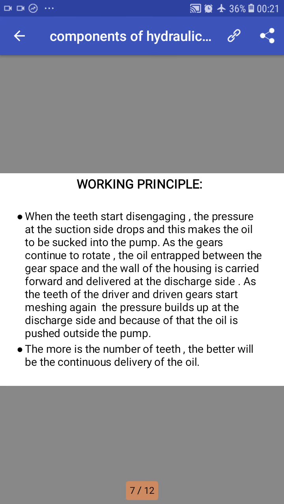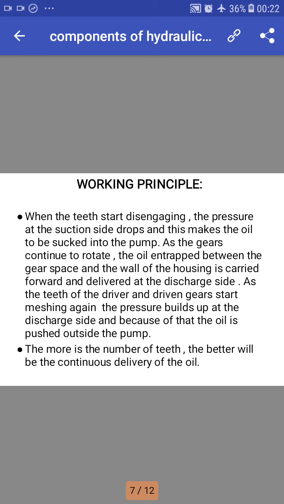The main working principle is here. When the gear's teeth are disengaging, the pressure at the suction side drops, and this makes the oil be sucked into the pump. As the gears continue to rotate, the oil entrapped between the gear space and the housing is carried forward to the discharge side.